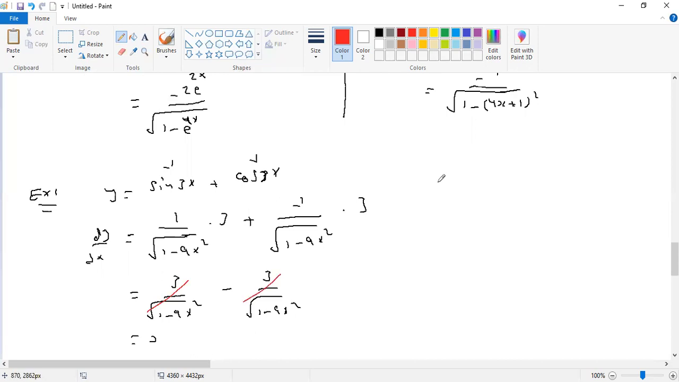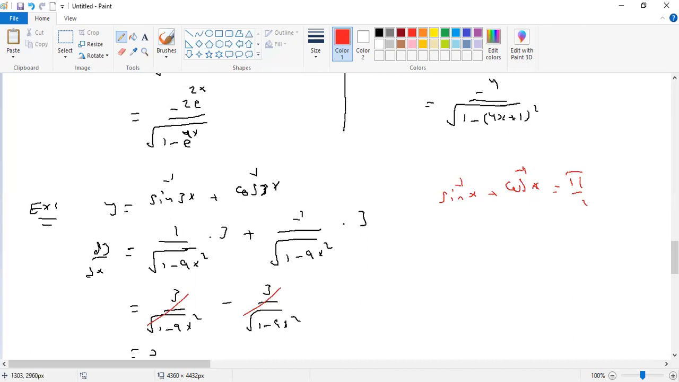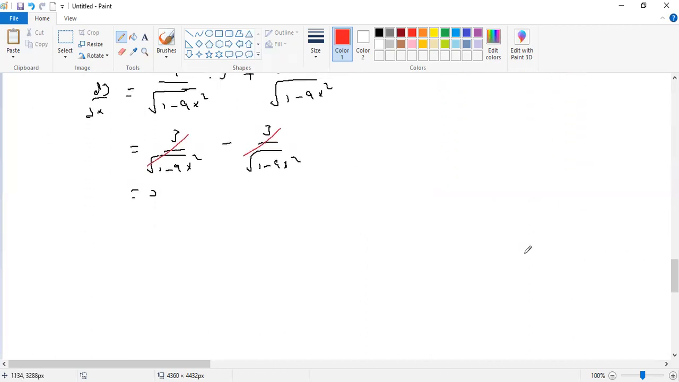Really, there is an identity: sine inverse of x plus cosine inverse of x equals pi over 2. So the derivative of pi over 2 will be 0. Then you can replace this whole expression by pi over 2. Okay, now what about the derivative of tan?